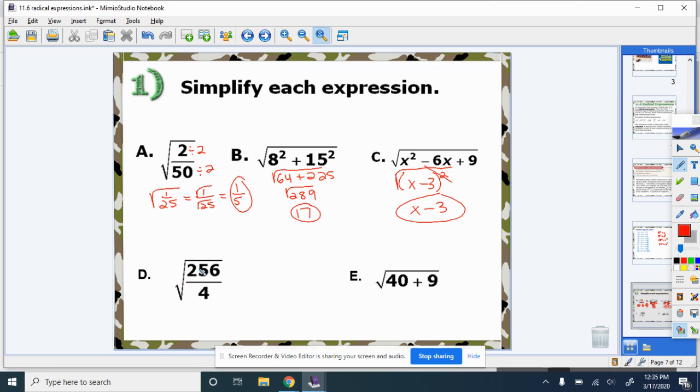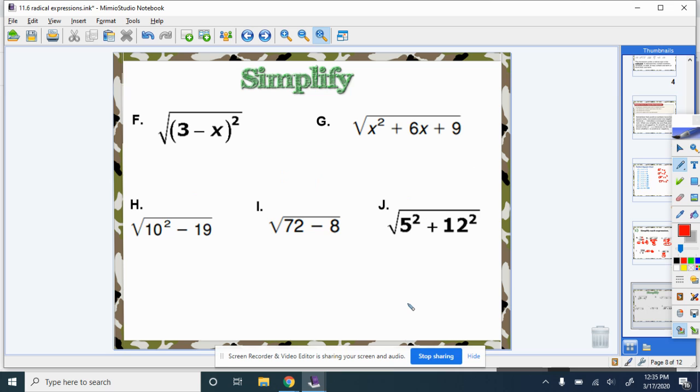For D, these numbers actually are divisible. 4 goes into 256 64 times, and I know the square root of 64 is 8. For E, we're going to add the two numbers up first. The square root of 49 is 7. All right, we're going to take the square root of something squared, and we're just left with 3 minus x. For G, I'm going to factor this perfect square trinomial as x plus 3 quantity squared. I take the square root of that value squared, and I'm left with x plus 3.